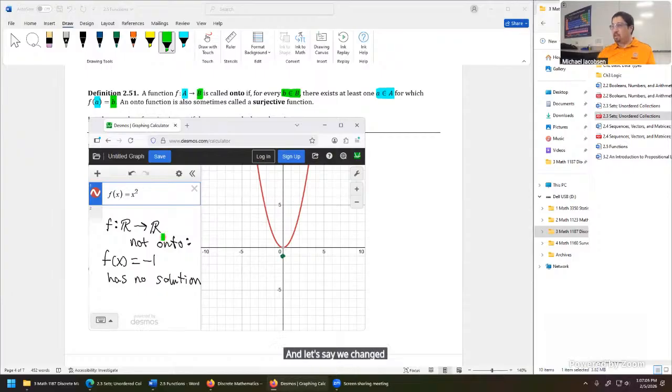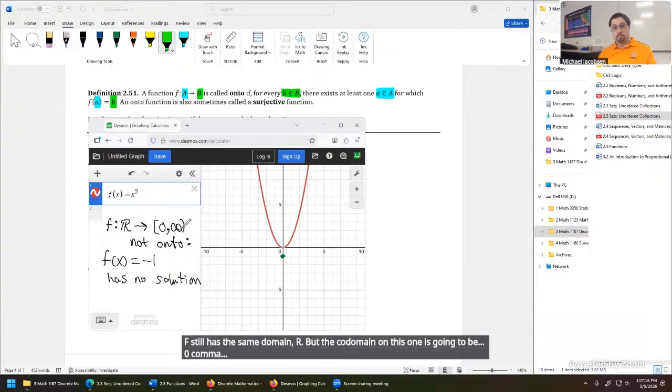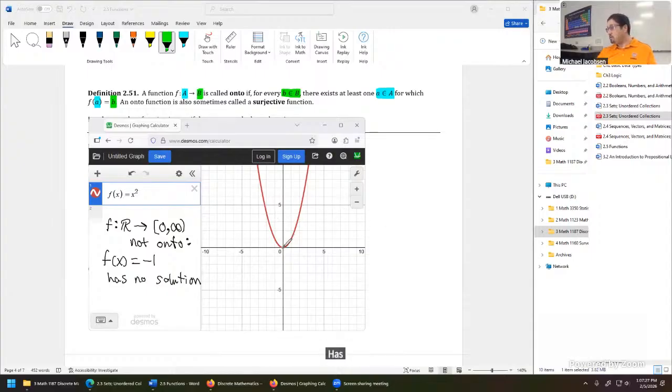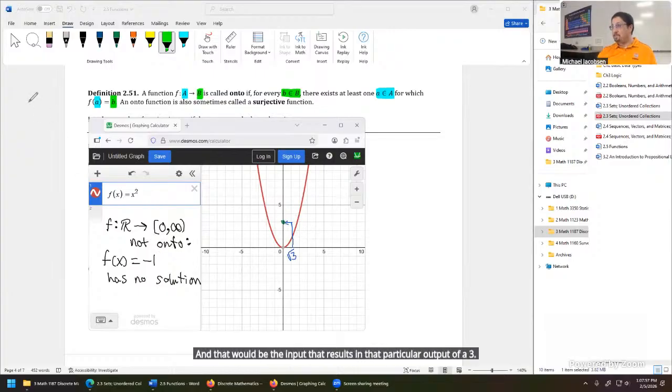And let's say we changed it just a little bit and say f still has the same domain R, but the codomain on this one is going to be 0, infinity. It's now an onto function, and this little counterexample to onto doesn't work any longer. The number we would be picking for b in the definition above has to be somewhere, say 0, that would be one value, but f of 0 would equal 0 for this particular function, or maybe it's somewhere up here, say a 4, or maybe even a 3, any positive number whatsoever. We can find the right x value. So that's a 3 there. Put in square root of 3, and that would be the input that results in that particular output of a 3. So this time, it is onto.